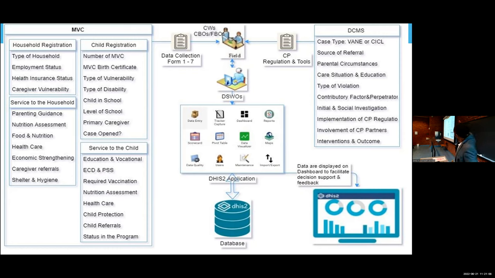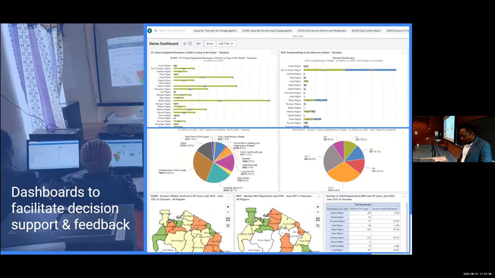So you can see on the DCMS side, those are the stages and potential variables that were considered to be captured for any child case, from when it is reported, investigations, up to the point it is closed. So this is the tracker module within DHIS2. And then the rest would be benefiting from the analysis that comes with the features in DHIS2.